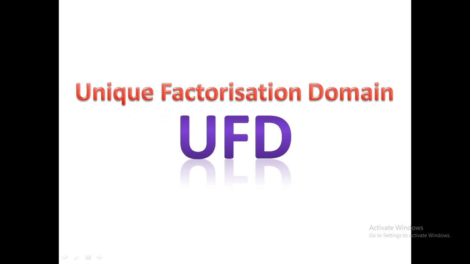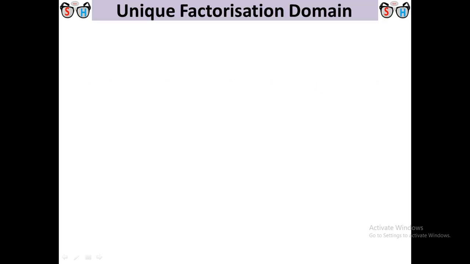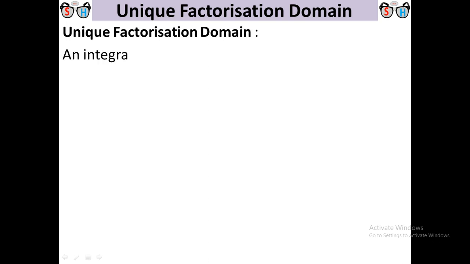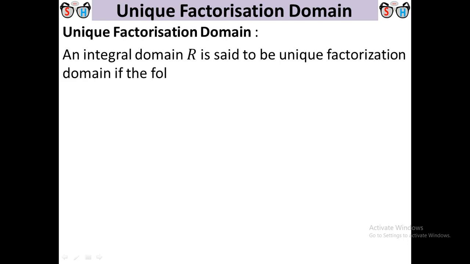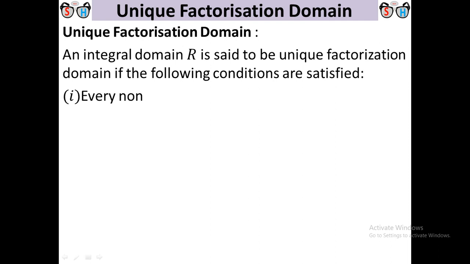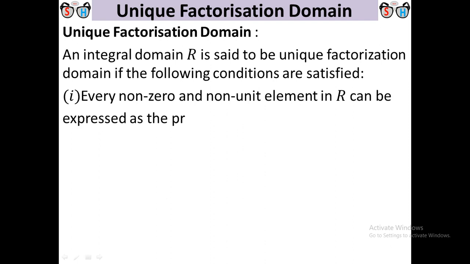So at first you have to take an integral domain and then factorize the elements in D, and then you say that the factorization is unique, a unique factorization domain, UFD. An integral domain R is said to be a unique factorization domain if the following conditions are satisfied. First condition is that every non-zero and non-unit element in R can be expressed as the product of irreducible elements. This is the factorization, and here you have to take R as a domain.